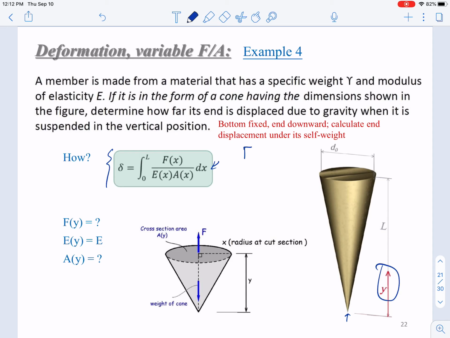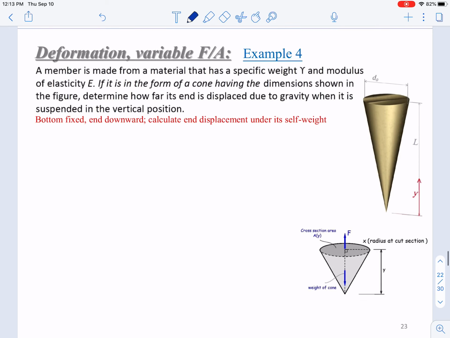So we use Fy, E is a constant, Ay dy. This is our equation. Here we just need to determine the expressions of Fy and Ay, since E is a constant. Let's see how to find out these two distribution functions.